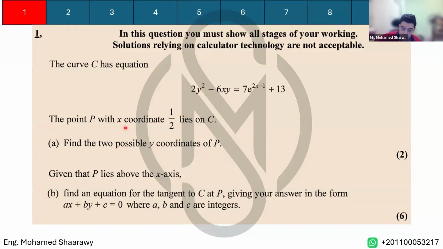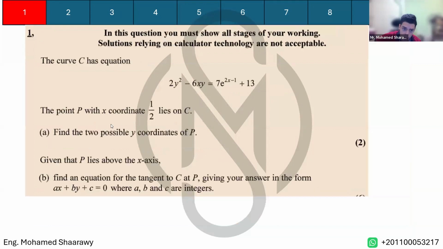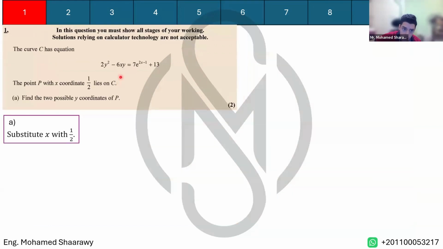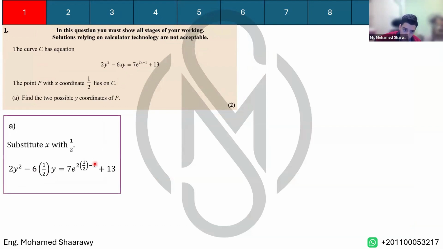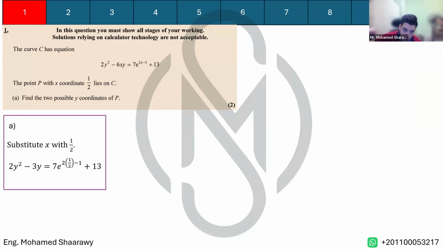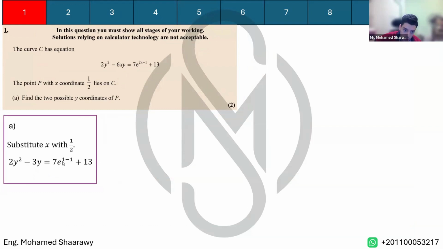So since P has the x coordinate of half, I can substitute this into the equation. So I write the equation first and I replace every x with half. So this x is half and this one is also half. 6 times half is 3. 2 times half is 1. 1 minus 1 is 0. 7 times 1, because e power 0 is 1. 7 times 1 is 7. 7 plus 13 is 20.